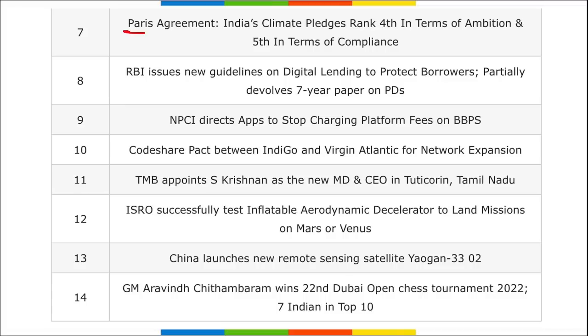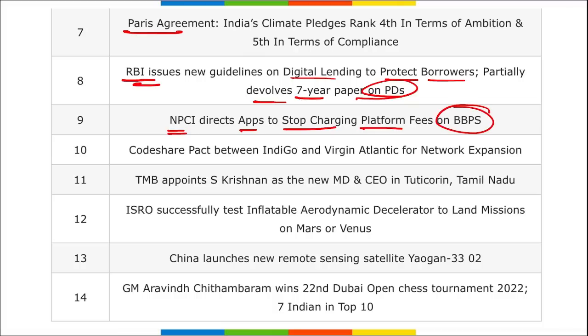Next, RBI issues new guidelines on digital lending to protect borrowers. Then NPCI has directed apps to stop charging platform fees on the BBPS, as Paytm was charging some convenience fee. So now National Payments Corporation of India has directed them to not charge any platform fee. Then code share pact signed between IndiGo and Virgin Atlantic.